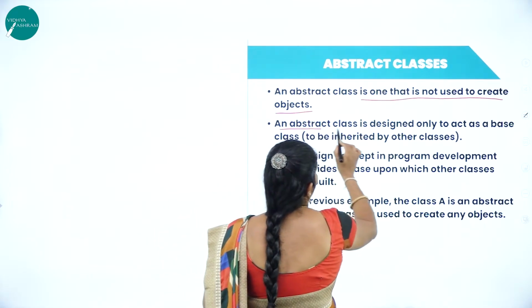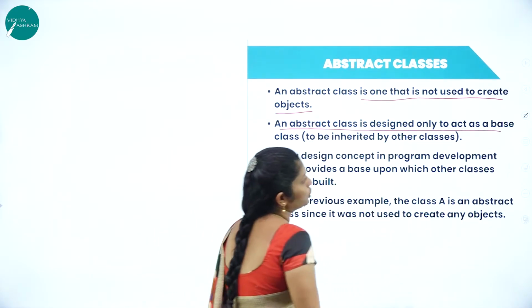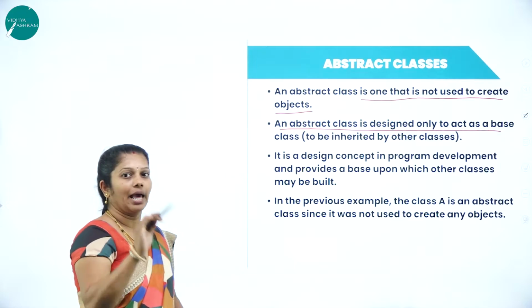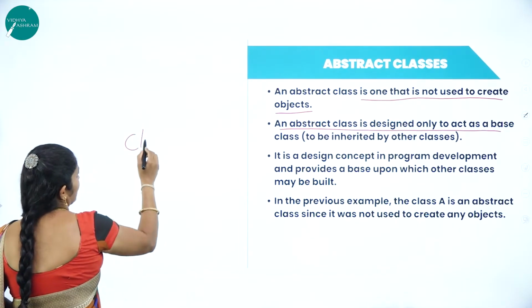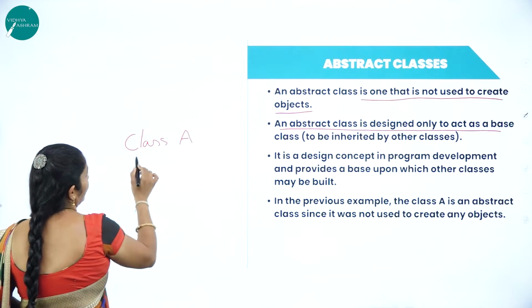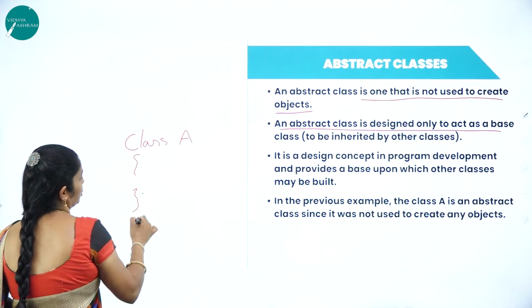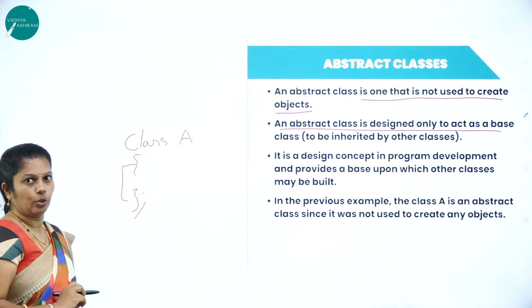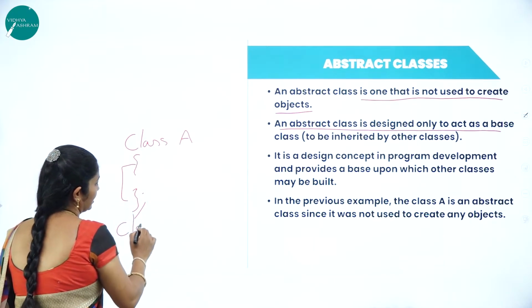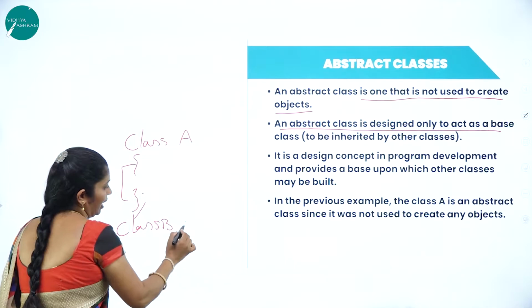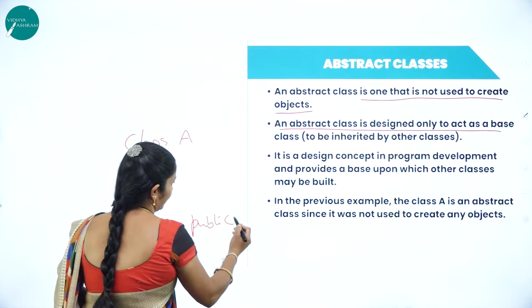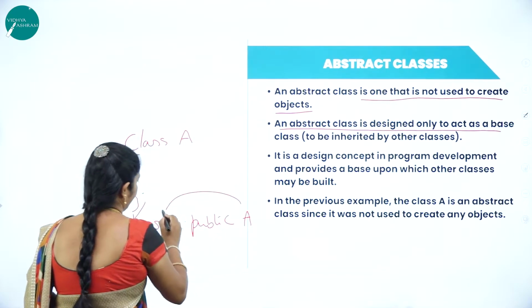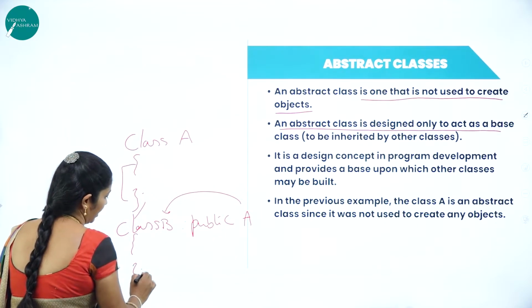An abstract class is designed only to act as a base class. For example, I am going to create one class, A. Here I have data members as well as member functions, all the things. Then we close this class. And one more class, for example, class B we are creating. Here the visibility mode we have to write is public. Then I am going to take the properties from A. Then here I open and here I close this class.